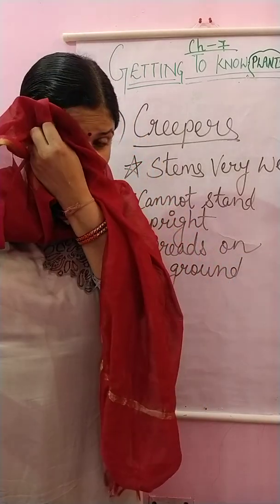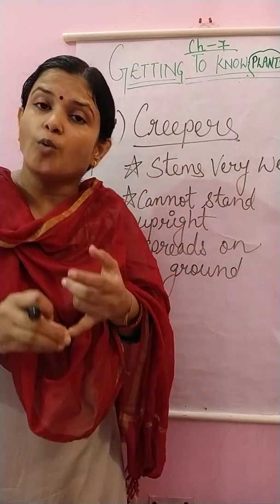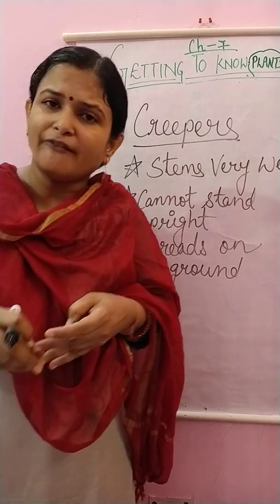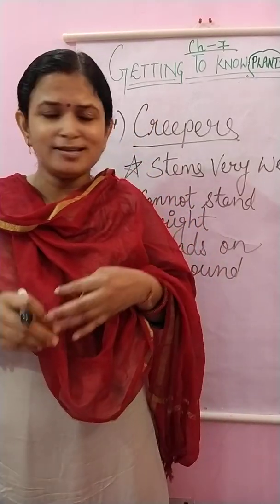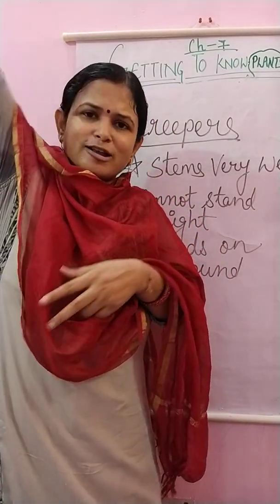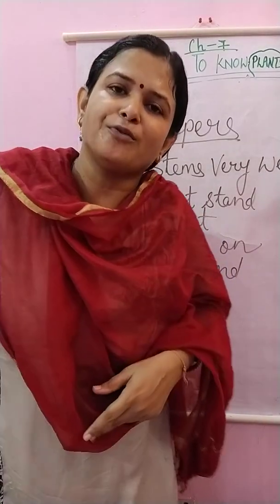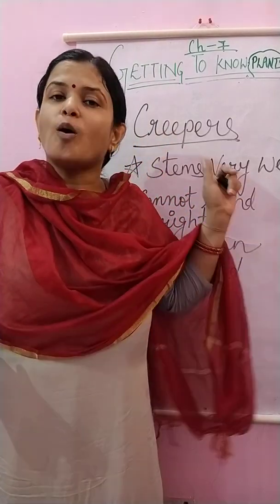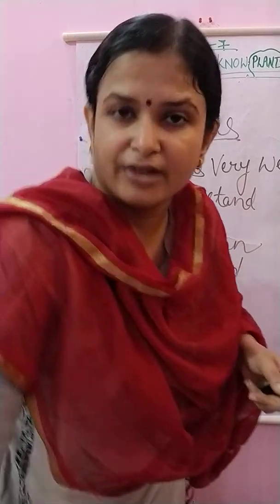Creepers, for example, what are the examples of the creepers? Watermelon, pumpkin, all these are the examples of our creepers. You have seen those plants. Stems very weak, cannot stand upright, so they spread on the ground, spread on the soil.